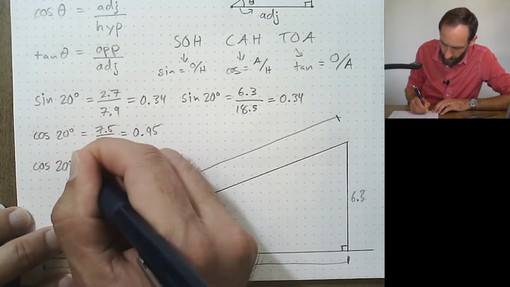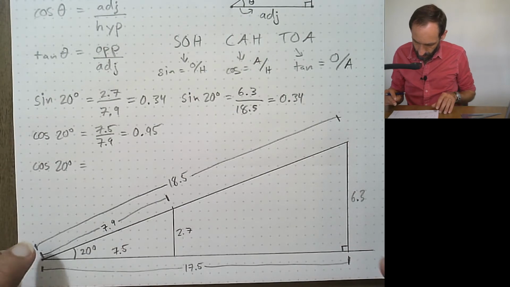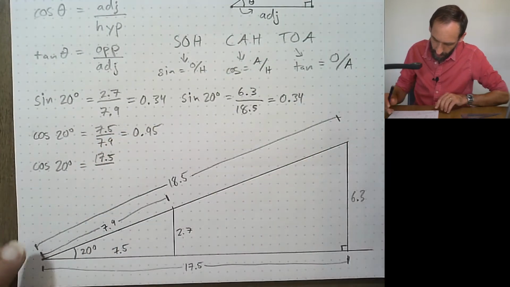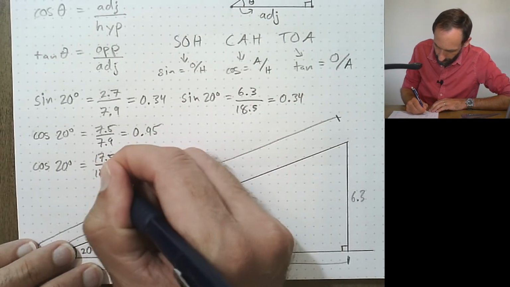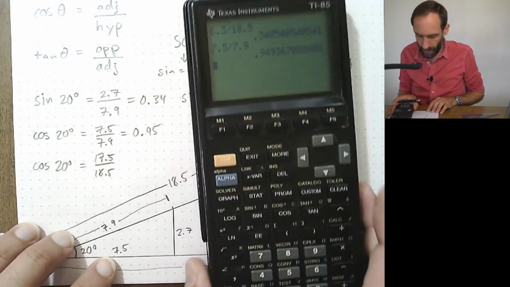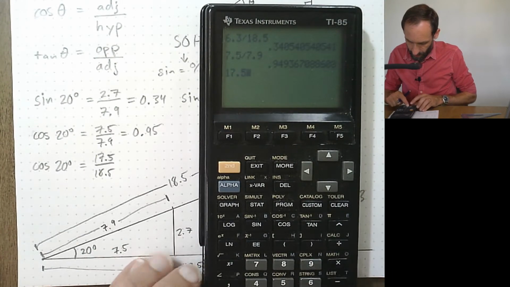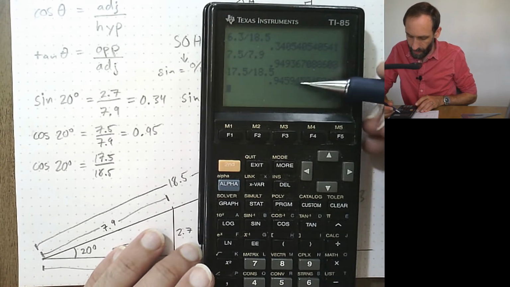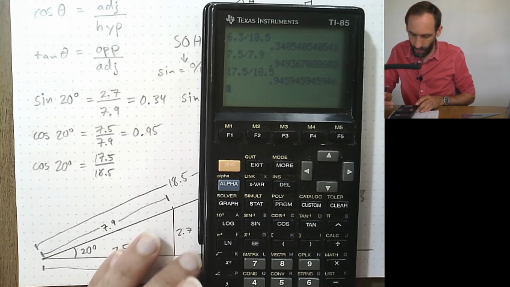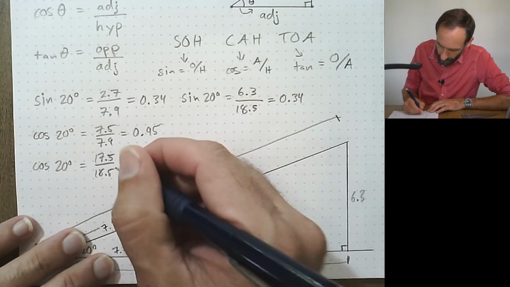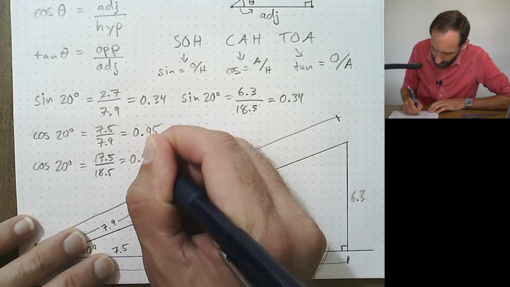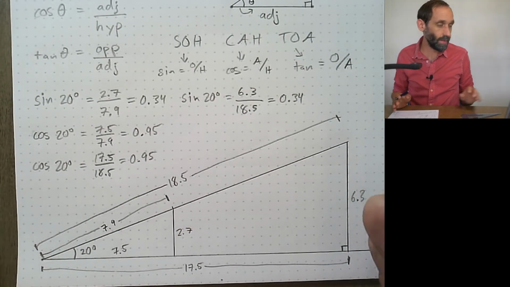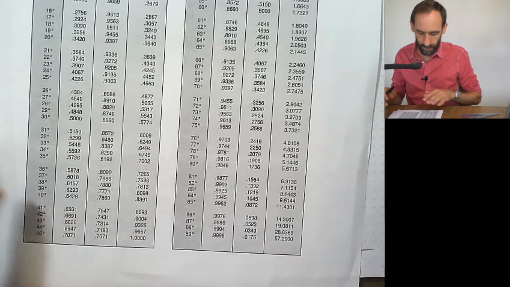So the cosine of 20 degrees is equal to 17.5 divided by 18.5. Let's plug that in the calculator. 17.5 divided by 18.5. Once again, if I round to the nearest hundredth, I'm going to get 0.95. All right, let's go ahead and check our table, see how close we are.